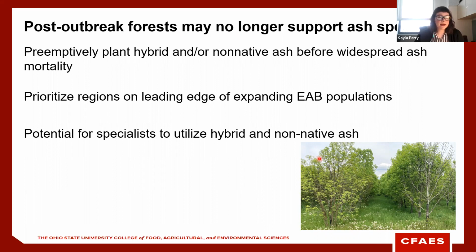And so some recommendations we might have is to preemptively plant hybrid or non-native ash before widespread ash mortality occurs. If specialists are going to utilize these species, it would be really beneficial to preemptively plant them so that they're able to do this before their populations drop. And as I mentioned earlier, we might want to prioritize this management approach at the leading edge of expanding EAB populations. And although we didn't collect many specialists, I'm saying this with caution, and I think there's room for additional research, but potential for specialists to utilize hybrid and non-native ash.